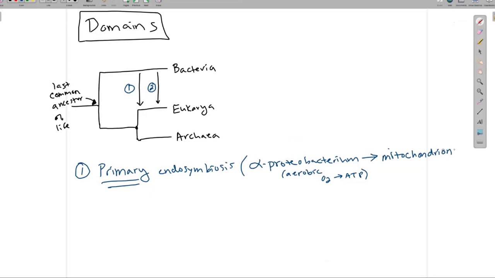It probably was engulfed by a proto-eukaryotic cell, not a full eukaryotic cell yet. But it happens in early life. It happens in, as far as we know, all eukaryotic lineages, meaning all the divergence comes from the single ancestor cell that this happened to. It's so advantageous for the ATP. Based on mitochondria and mitochondria derivatives, all of them look the same.